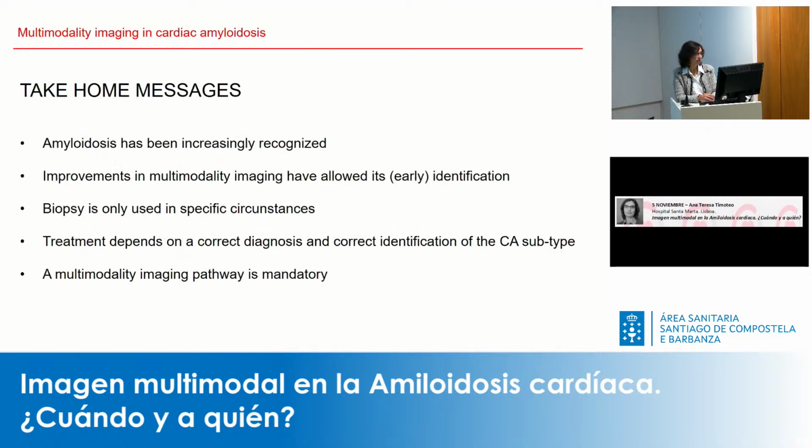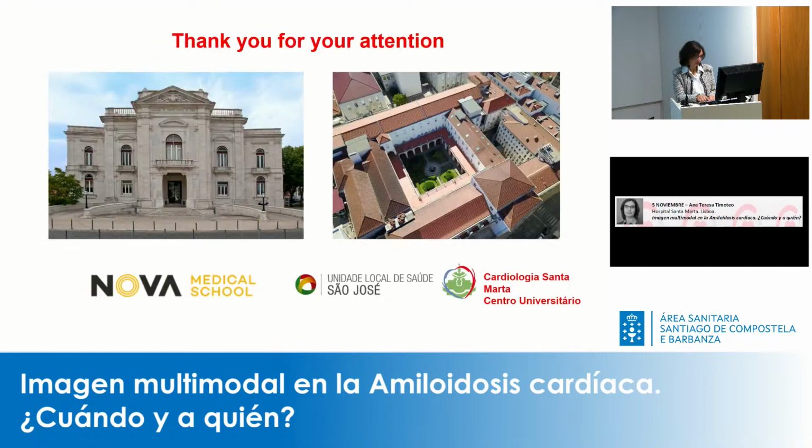So my take-home messages are that amyloidosis has been increasingly recognized. There have been improvements in multimodality imaging that allowed not only a better identification, but most importantly, early identification. Biopsy is today used in only very specific circumstances. The treatment depends on a correct diagnosis and correct identification of the cardiac amyloidosis subtype, and a multimodality imaging pathway is always necessary when we have a patient with a suspicion of cardiac amyloidosis.